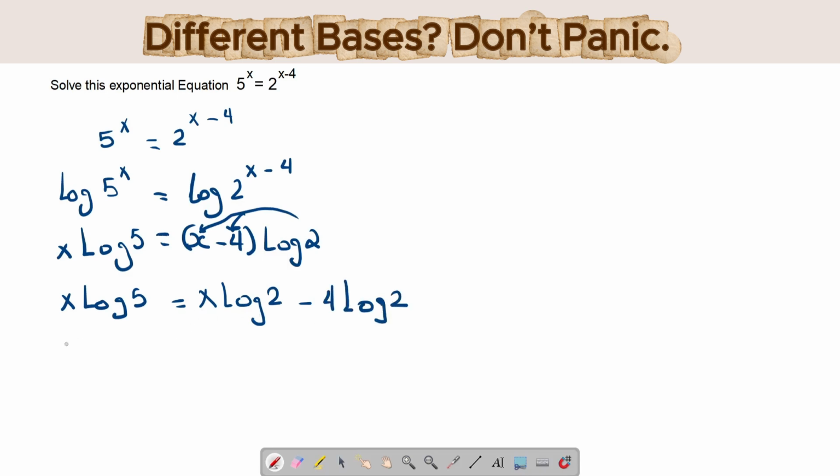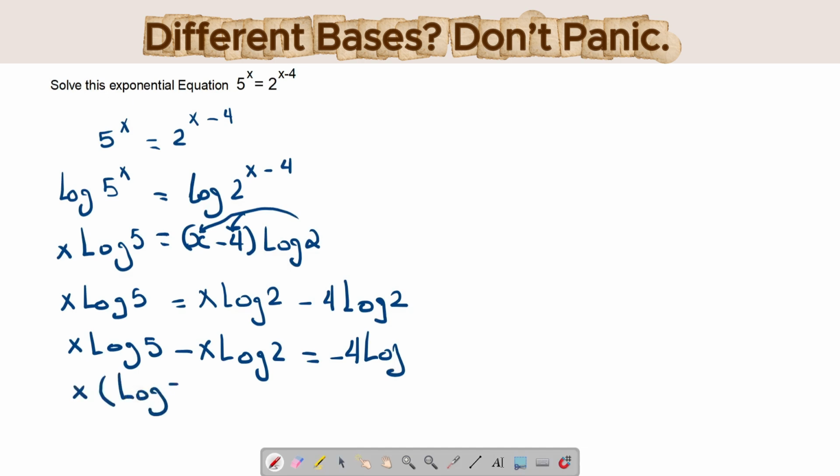Now bring x terms to one side. So you'll have x log 5 minus x log 2 equals negative 4 log 2. And after that, we can take out x as the greatest common factor, and we will get x (log 5 minus log 2) equals negative 4 log 2.